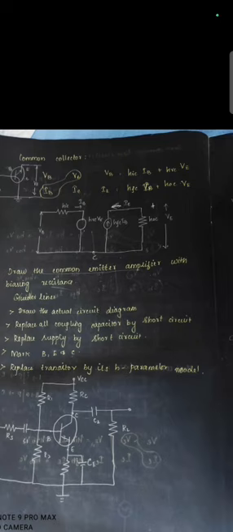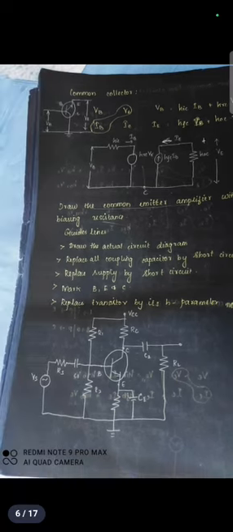Okay, now one example of how to draw the common emitter amplifier using this H model analysis. Okay, so some guidelines are there. First, draw the actual circuit diagram, then replace all the coupling capacitors by short circuit, and replace supply by short circuit, and mark the place of emitter, base, and collector. Then replace the transistor by its H parameter model. Okay, so this is the diagrammatic representation of the common emitter amplifier, right?